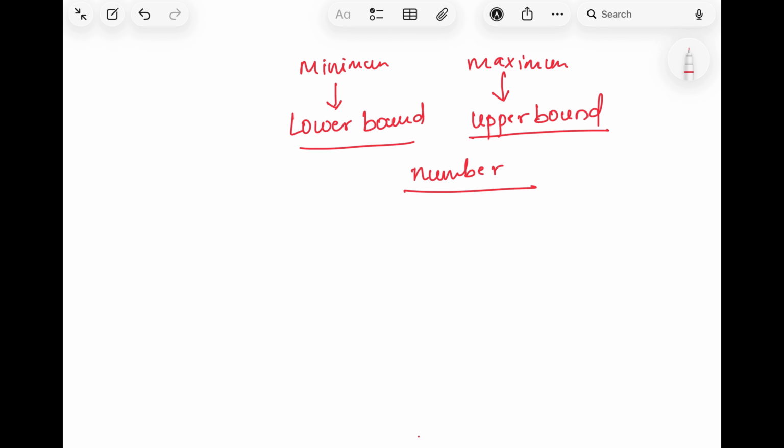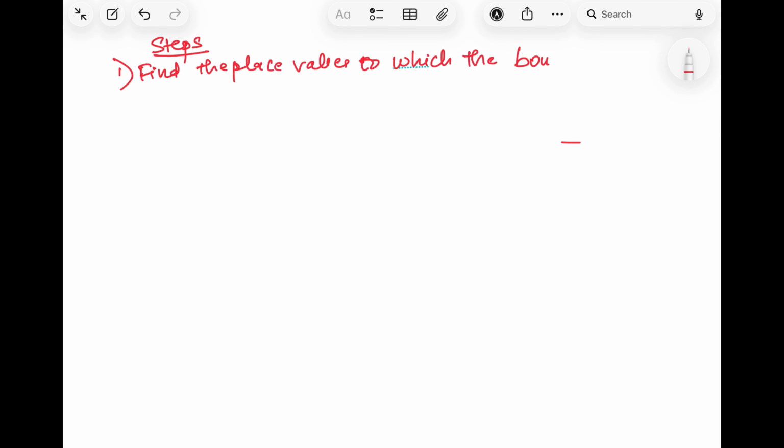Now there are certain steps to be followed to find the lower bound and upper bound. The important steps to follow: first, we need to find the place value to which the bound is to be found. That means first we need to know what the question is asking us, to which place value we have to find the bounds.